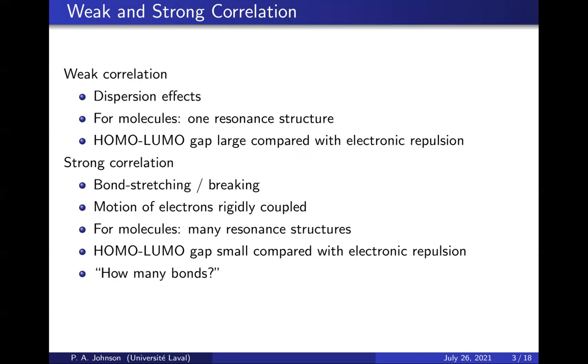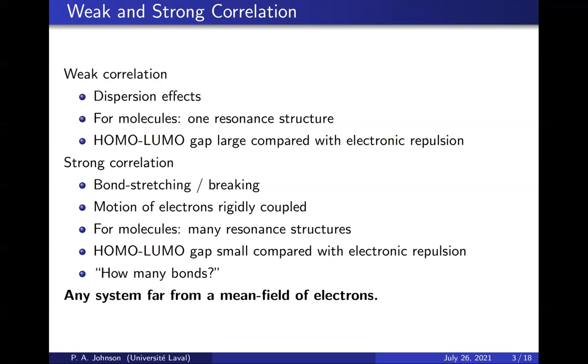Why? Because more than one Slater determinant will, of course, be required to describe that correctly. Any situation where motion of electrons is rigidly coupled, where there are many resonance structures to describe the ground state, and so many Slater determinants, when the HOMO-LUMO gap is small, or in any situation where you find it productive to ask the question, how many bonds are there? Generally, that's a sign that Slater determinants are not the correct picture. There is strong electron correlation. So any system where there is not a mean field of electrons that describes the system qualitatively.